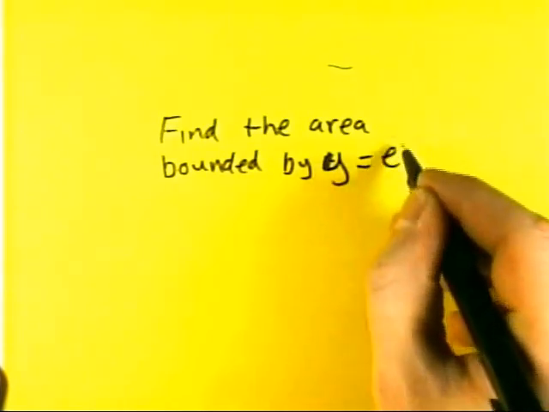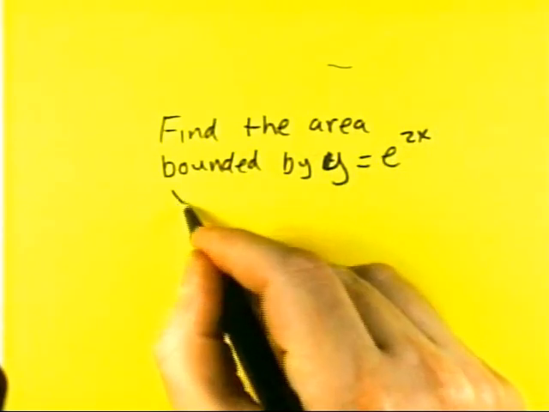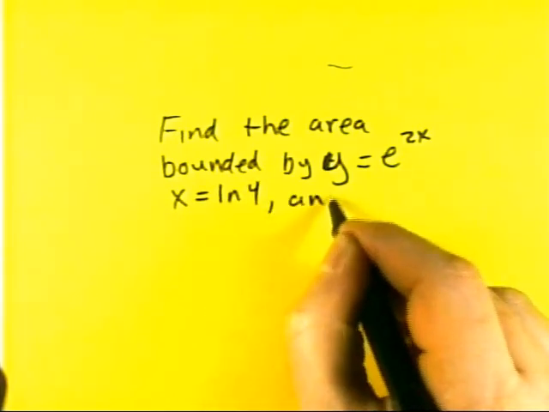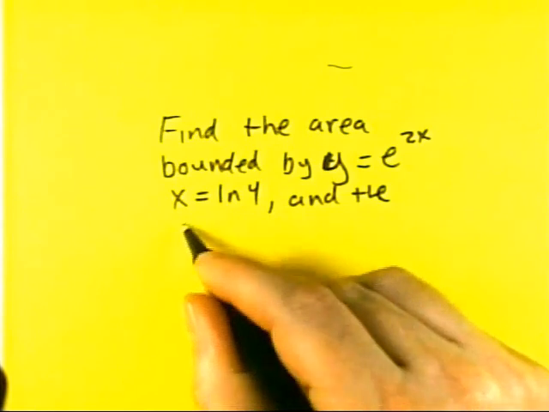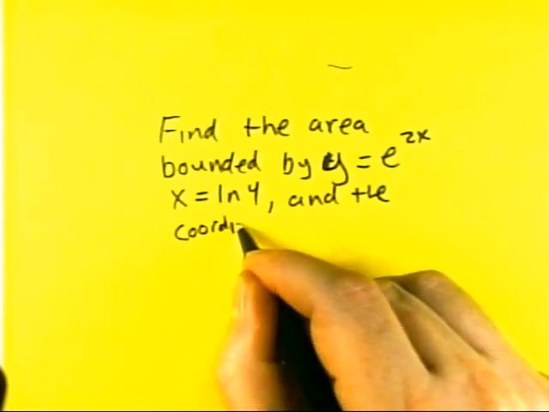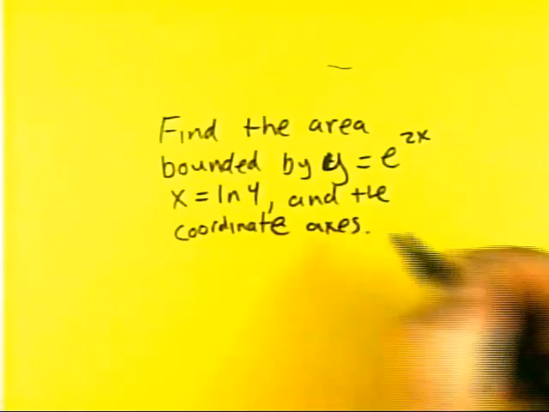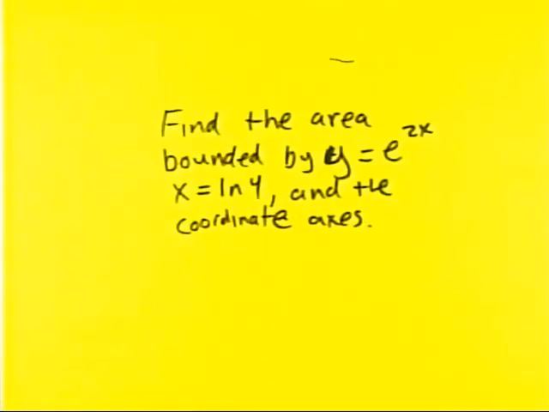Find the area bounded by y equals e to the 2x, x equals the natural log of 4, and the coordinate axes. How would you do this? Find the area bounded by y equals e to the 2x, x equals natural log of 4, and the coordinate axes. Rodrigo!